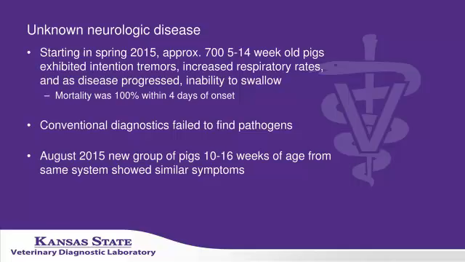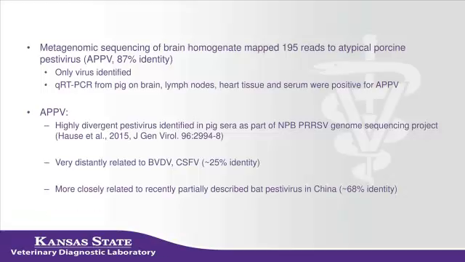Also, several months after this initial outbreak, new pigs, same site, same clinical presentation. So again, 700 pigs at this site died. This is the clinical presentation. So we received fresh brain samples. We did metagenomic sequencing. The only virus identified had 195 reads mapping back to atypical porcine pestivirus. This is a new virus that my group had discovered about 6 months before that.